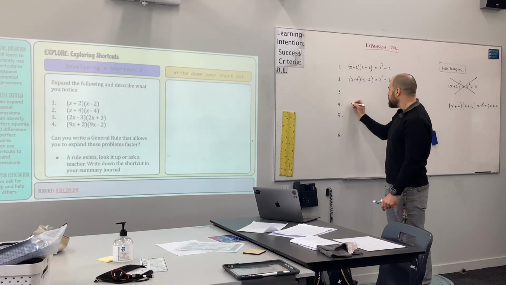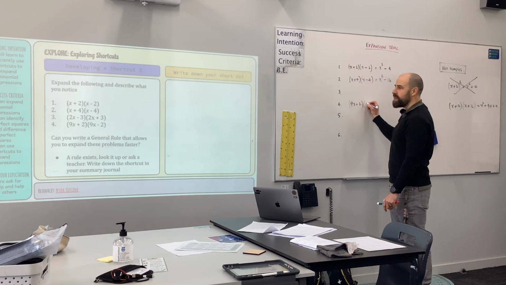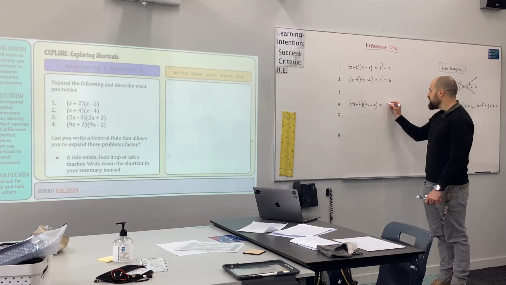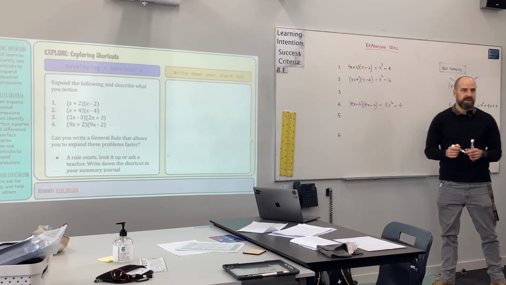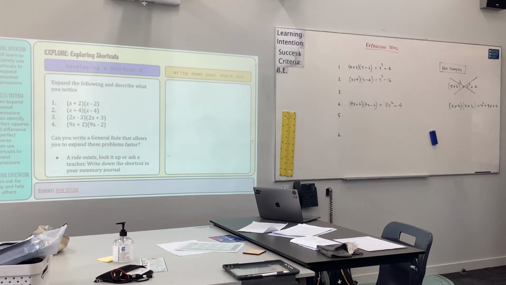Jump to the last one, number 4, 9x plus 2 and 9x minus 2 will just be 81x squared minus 4. If you recognise this, I know that middle term's going to cancel out, and I can just square the first one, square the second one. Okay, same as we did before.